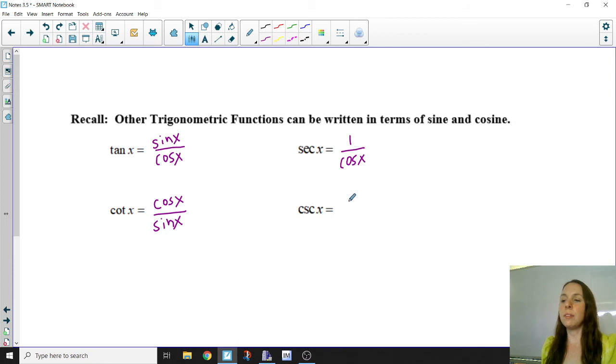And cosecant of x is the reciprocal of sine. It is defined as 1 over sine x. Now, we can use this information to figure out all of the other derivatives using quotient rule. If tangent can be written as a quotient of sine over cosine, and we know the derivative of sine, we know the derivative of cosine, and we know quotient rule, we can get the derivative of tangent. That's what we're going to do right here.